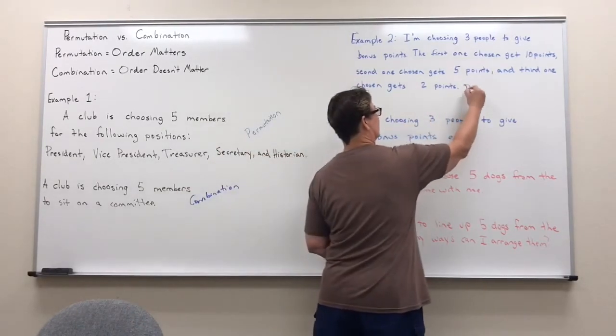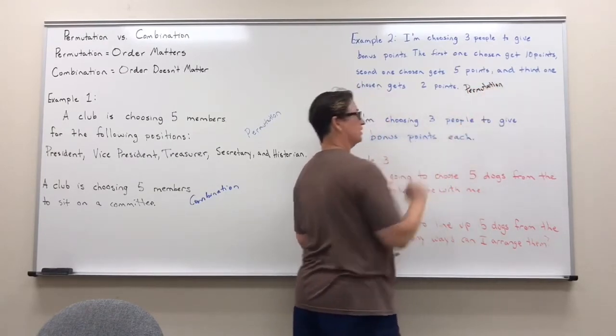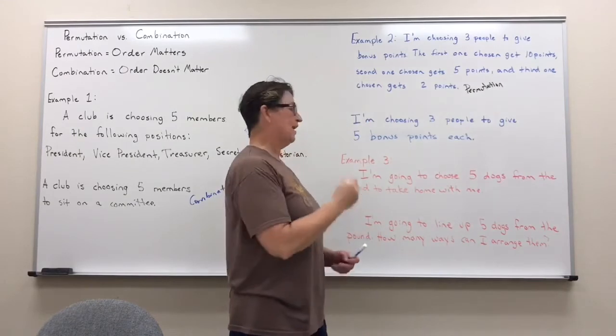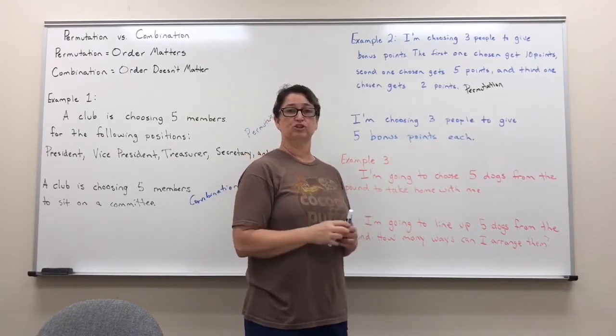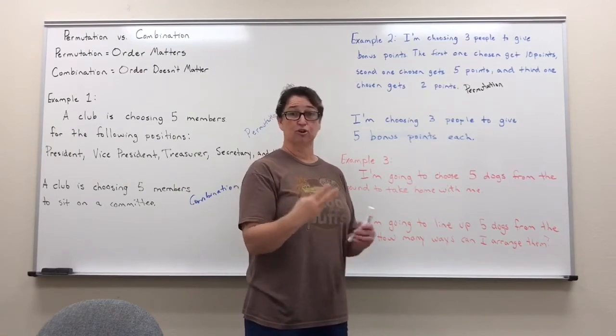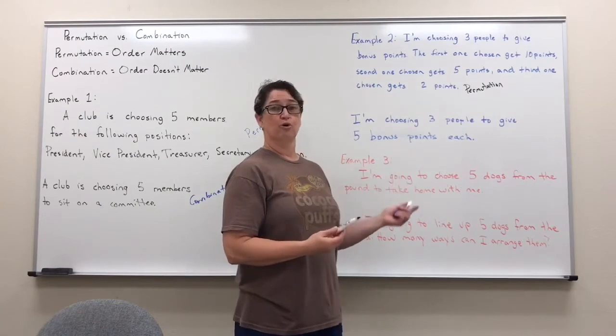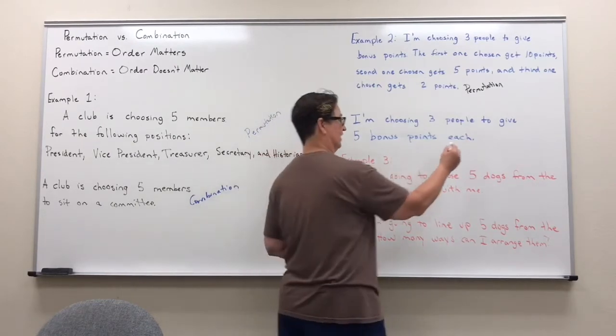In a similar example, I'm going to choose 3 people again to get bonus points, and each person I choose is going to get 5 bonus points. There, you don't care if you're chosen first or if you're chosen third, as long as you're chosen. So order doesn't matter there, so we use combination.